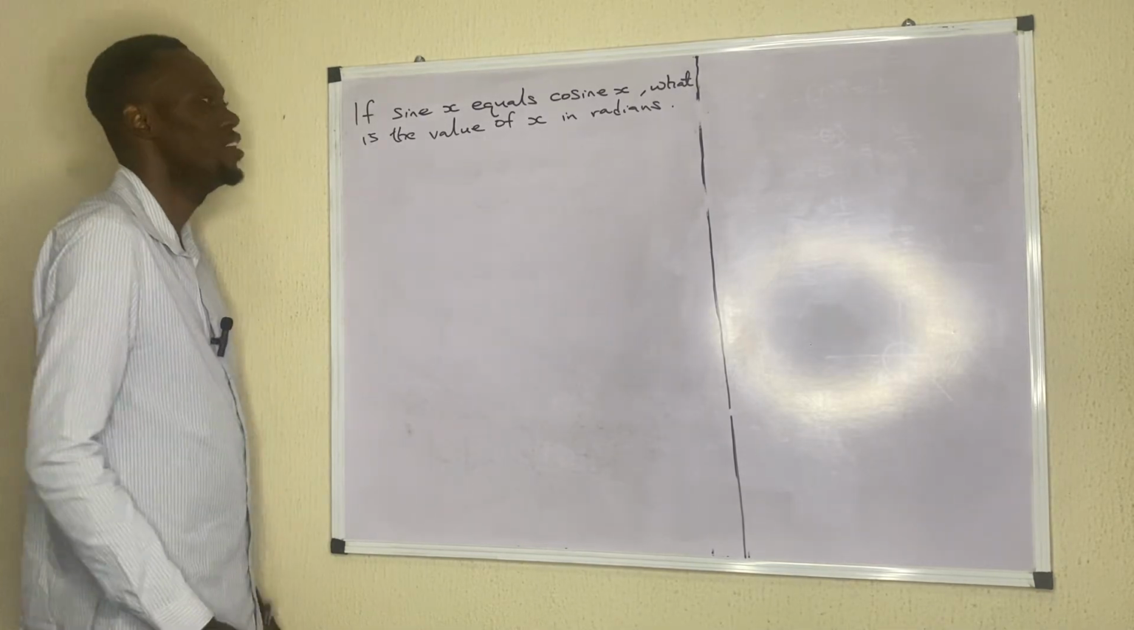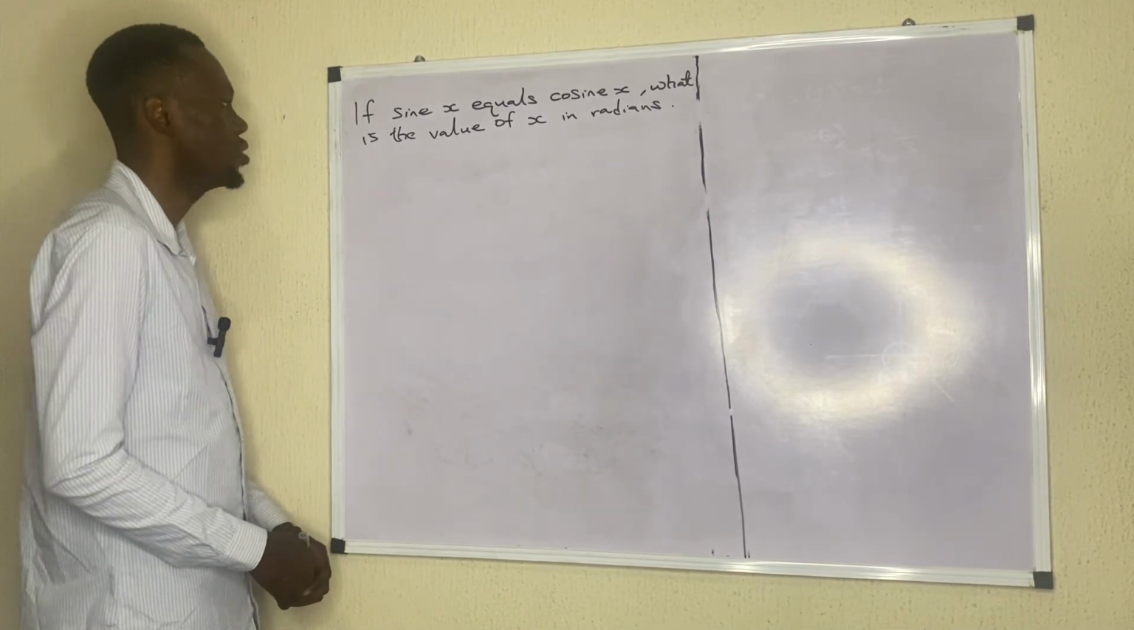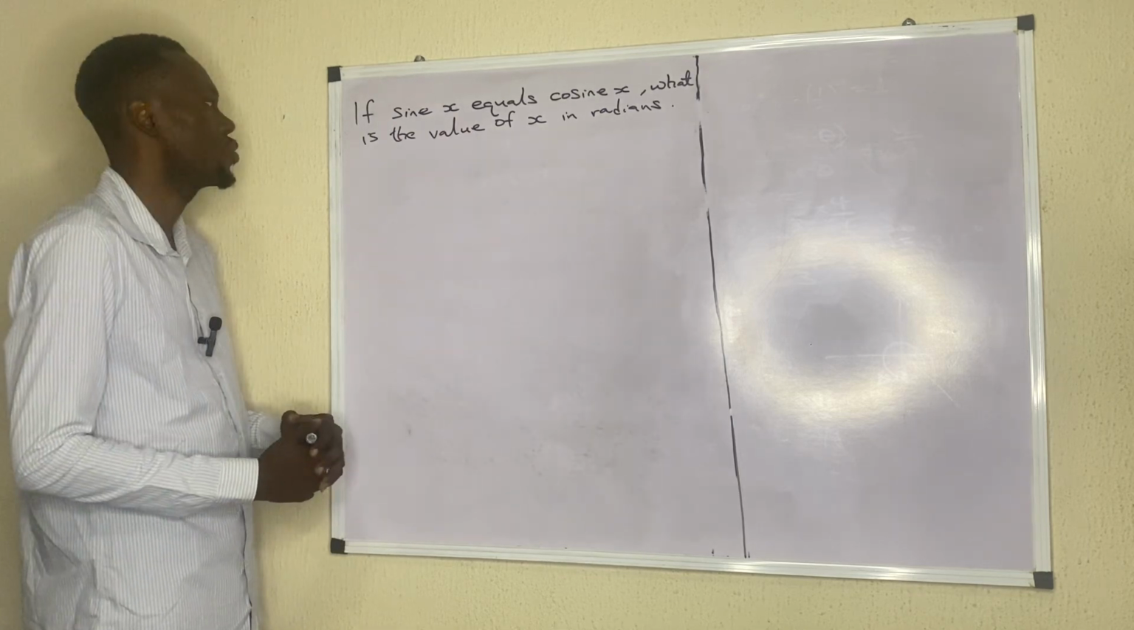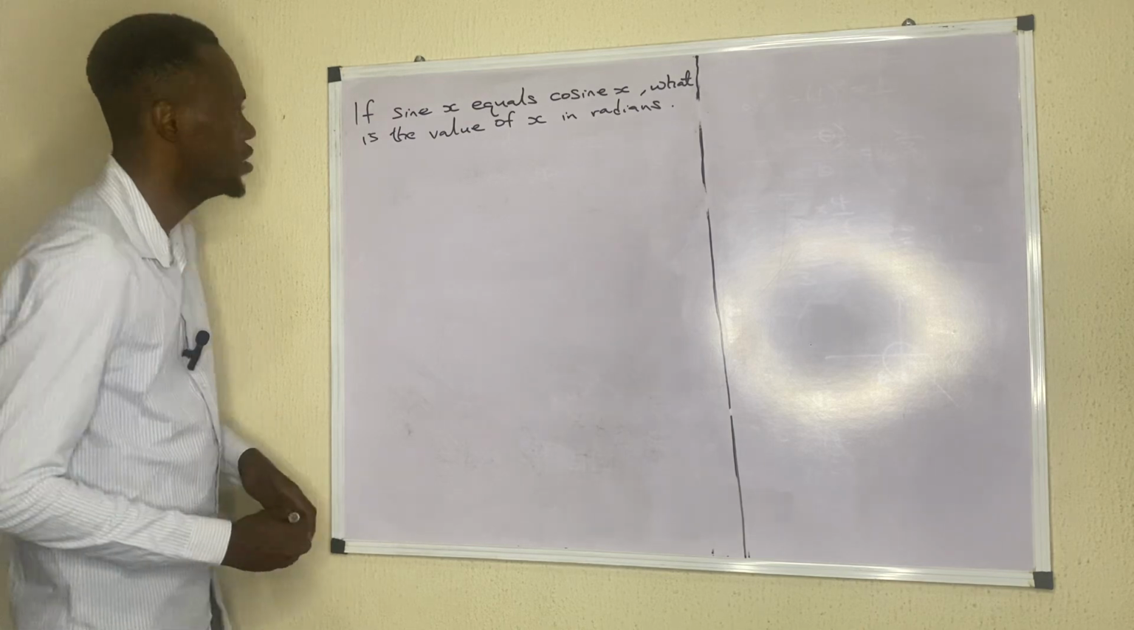Hello everyone, welcome back. This is question number 11 of my school mathematics examination, and I want to solve this very quickly. It says if sine x equals cosine x, what is the value of x in radians?